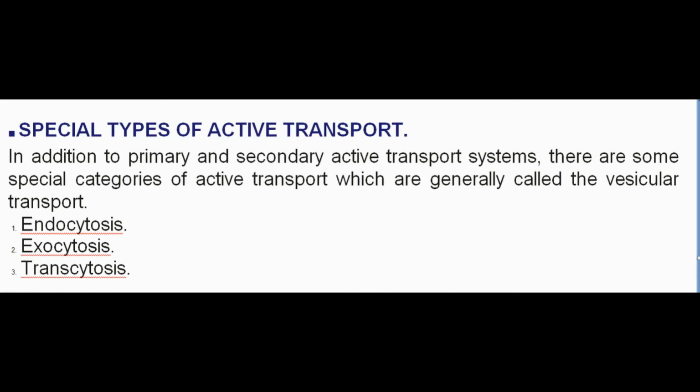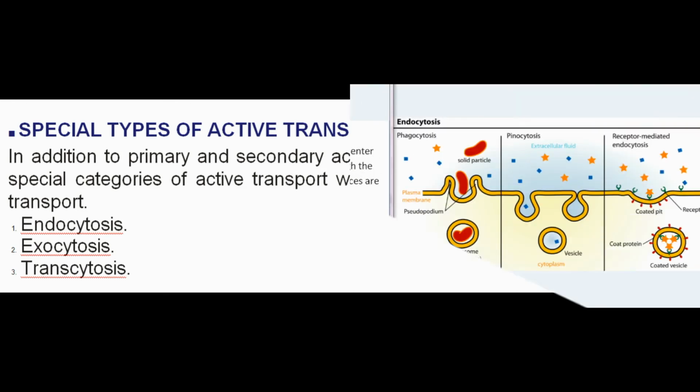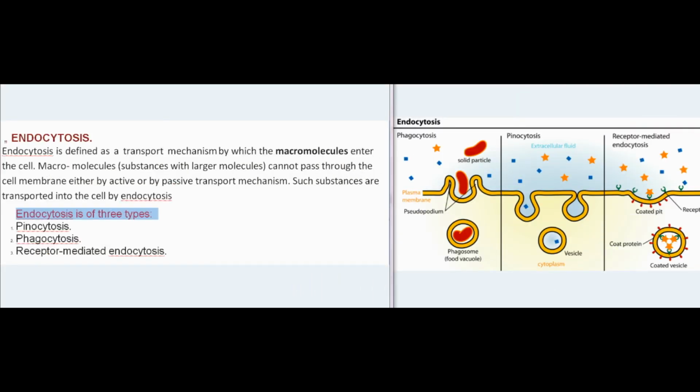Special types of active transport. In addition to primary and secondary active transport systems, there are some special categories of active transport which are generally called the vesicular transport: endocytosis, exocytosis, transcytosis. Endocytosis. Endocytosis is defined as a transport mechanism by which the macromolecules enter the cell. Macromolecules, substances with larger molecules, cannot pass through the cell membrane either by active or by passive transport mechanism. Such substances are transported into the cell by endocytosis.